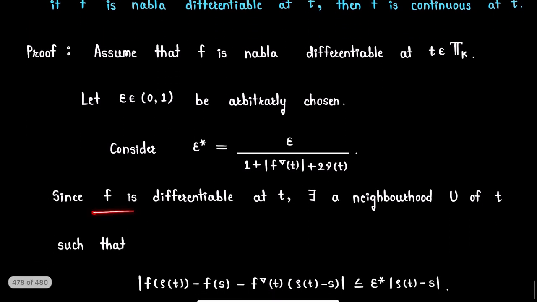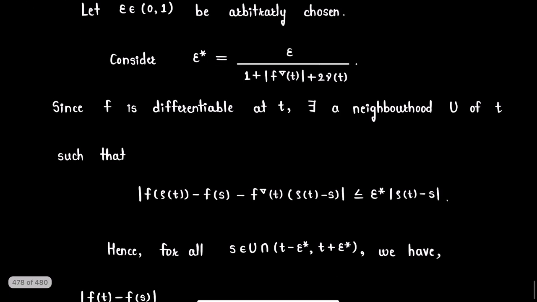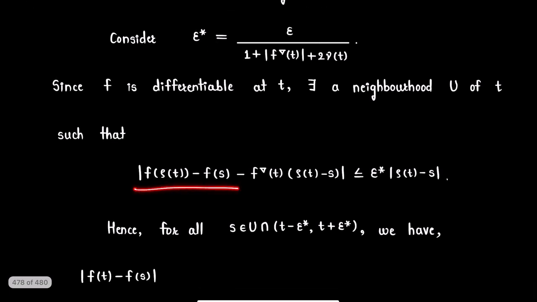Now since function f is differentiable at point t, there will exist a neighborhood, say U, of point t such that the condition modulus of f(ρ(t)) minus f(s) minus f^∇(t) multiplied by (ρ(t) minus s) is less than or equal to epsilon star multiplied by modulus of ρ(t) minus s. So this condition is true for all points s belonging to the intersection of this neighborhood U and the interval (t minus epsilon star, t plus epsilon star). Note that all this follows from the concept of nabla derivative of a function in time scale.